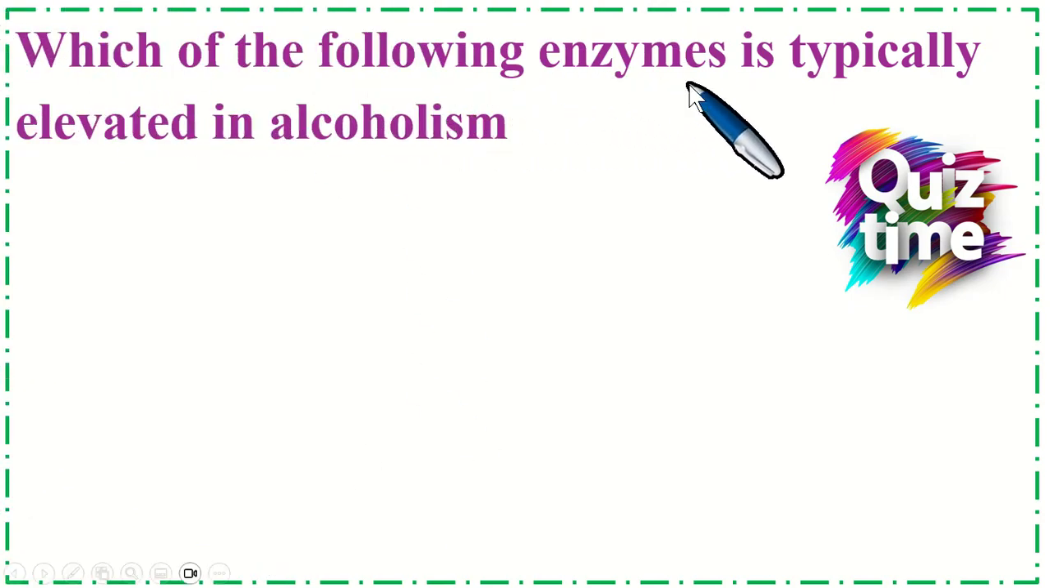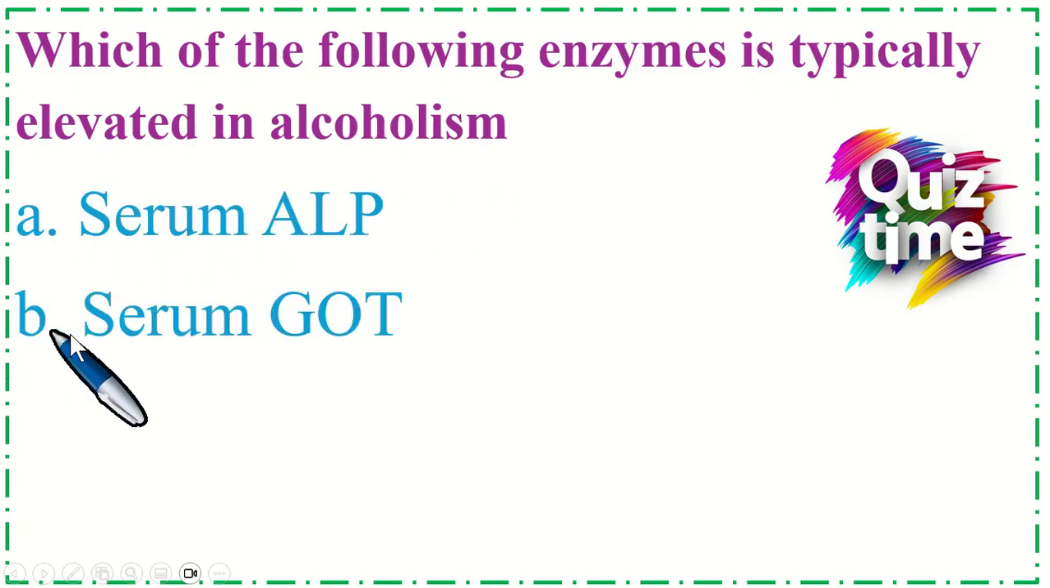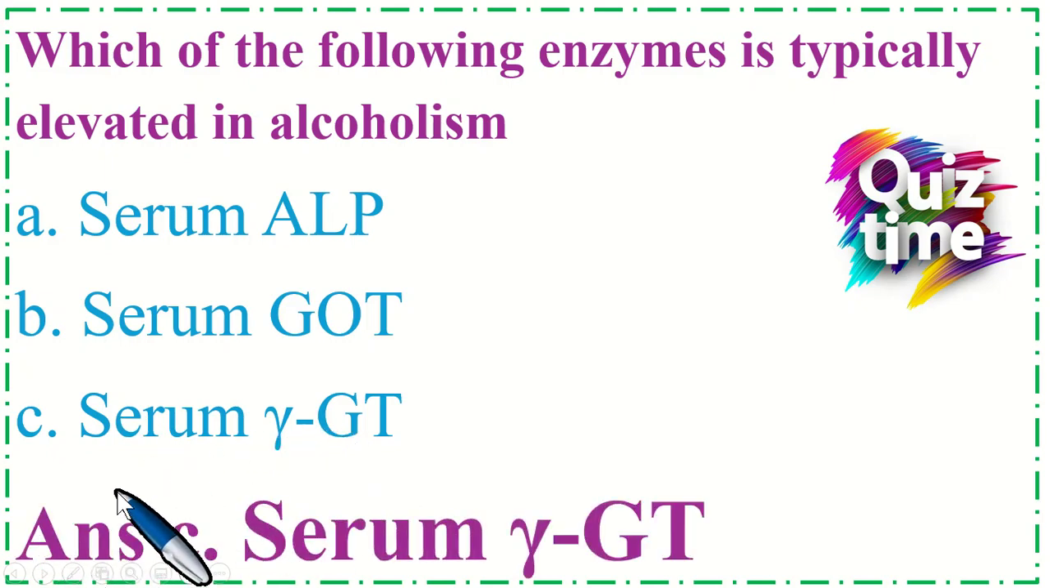Which of the following enzymes is typically elevated in alcoholism? Option A, serum ALP. B, serum GOT. C, serum gamma GT. Correct option is C, serum gamma glutamyl transferase.